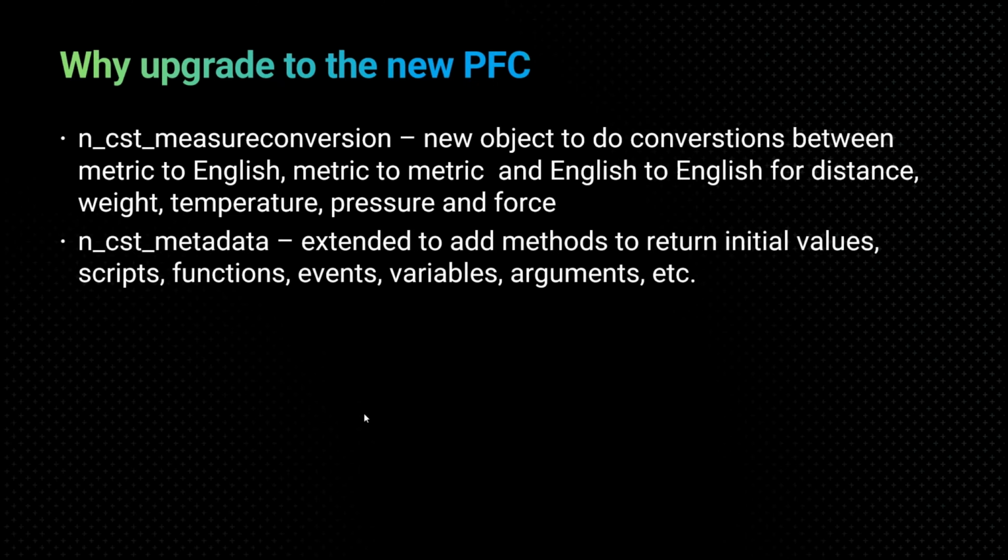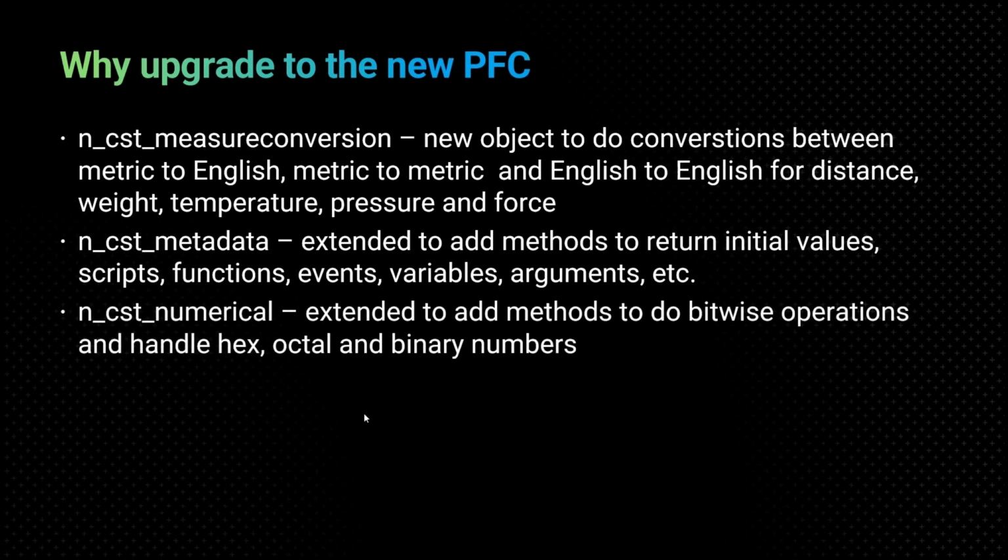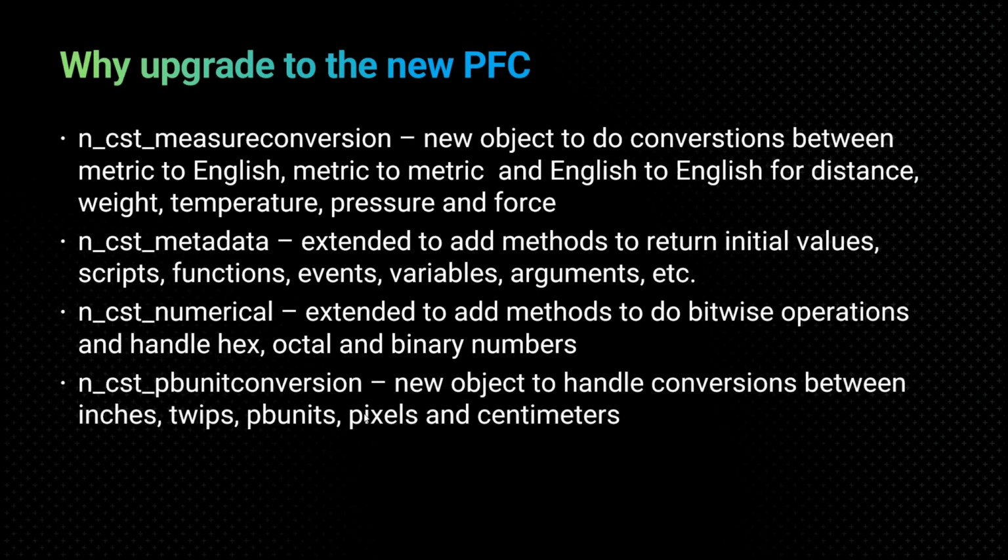There was an NCust metadata object. We've extended it to return initial values, script functions, events, variables, and arguments. So you can go in and examine the metadata about your own code. There was an NCust numerical object. We added methods to do bitwise operations and to handle hex, octal, and binary numbers. There's a new NCust PB unit conversion object, which handles conversion between inches, twips, PB units, pixels, and centimeters.